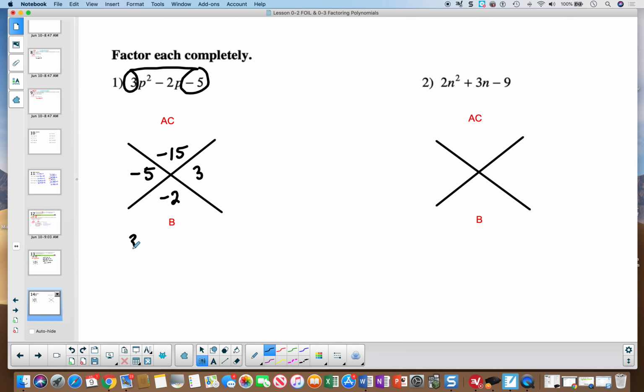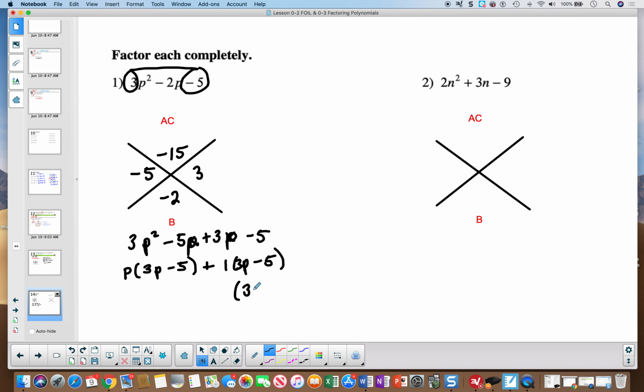So now I have 3p squared, and then I'm going to write minus 5p plus 3p. So I'm replacing the middle term, and then minus 5. Okay, and now I'm going to do factoring by grouping: p, and I'll have 3p minus 5, and then the greatest common factor here is 1. So p minus 5, 3p minus 5, right?